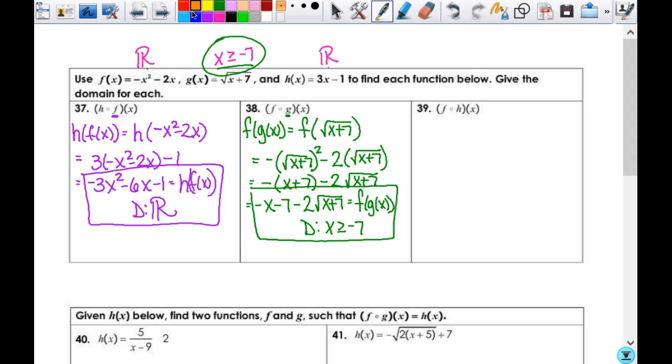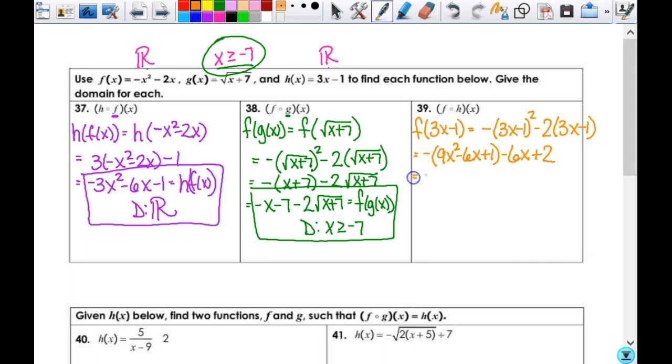All right, then f of h of x. f of h of x is 3x minus 1. So that is equal to negative 3x minus 1 squared minus 2 times 3x minus 1. Okay, so I have to be able to square this correctly and not make any sign errors anywhere. It's going to be negative 9x squared minus 6x plus 1 minus 6x plus 2.